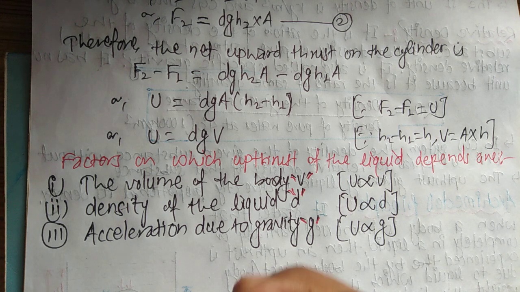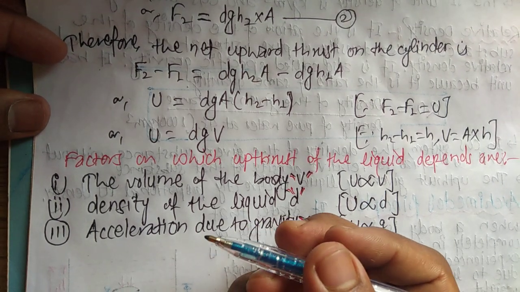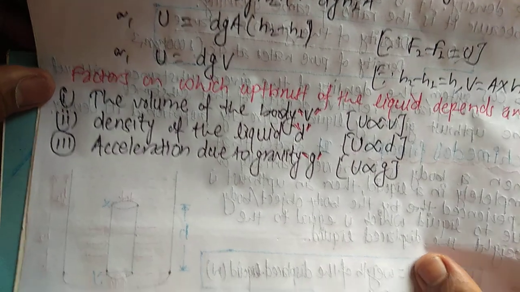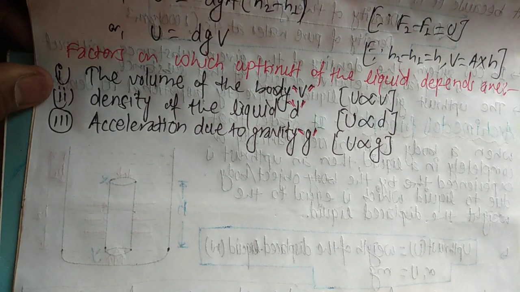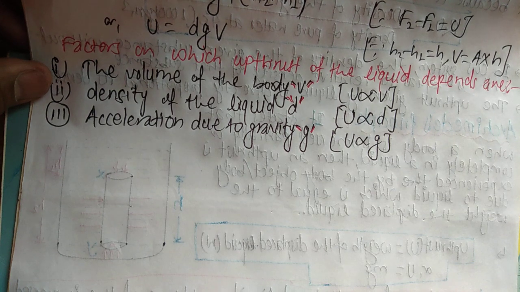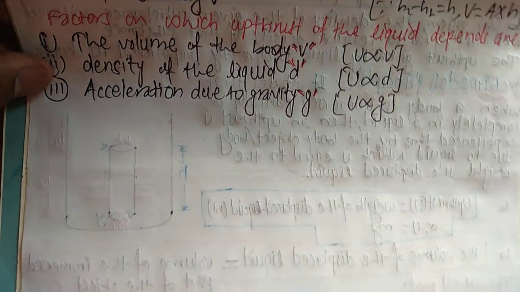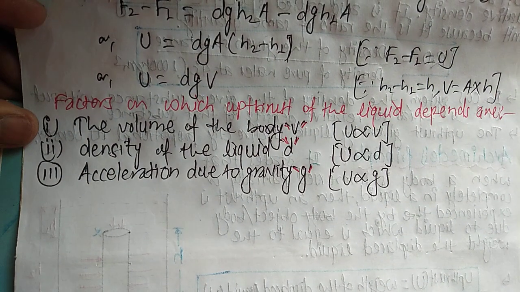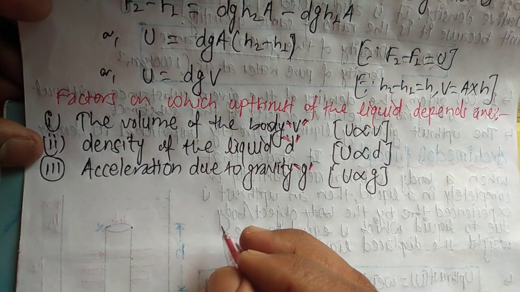So upthrust is equal to the weight of the displaced liquid, and the volume of the part of the body which is inside the liquid is equal to the volume of the liquid displaced by that part of the body.